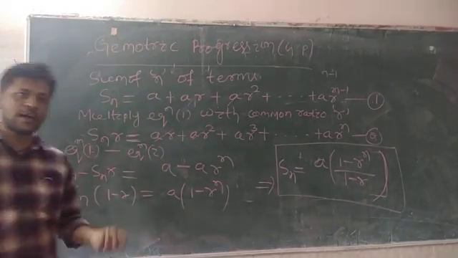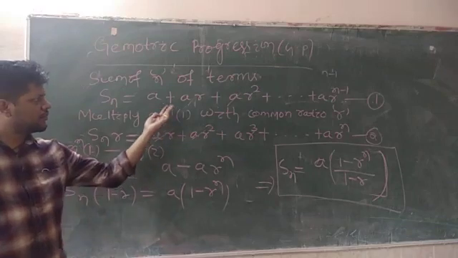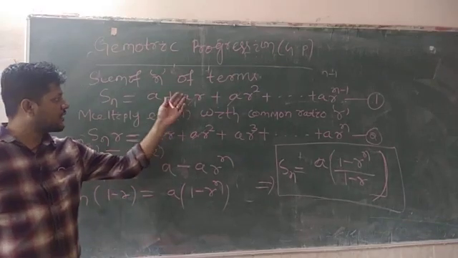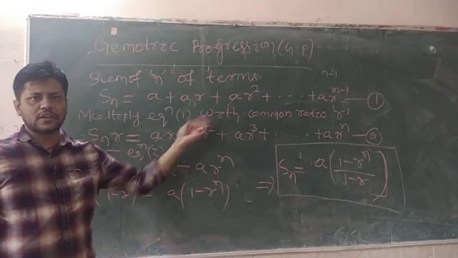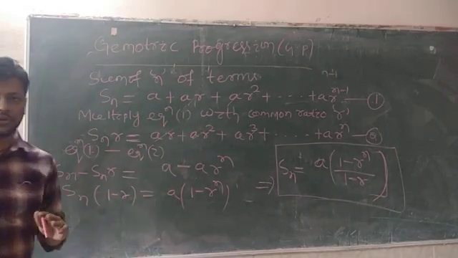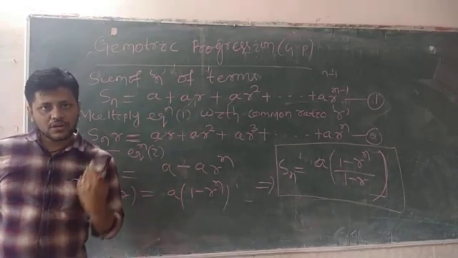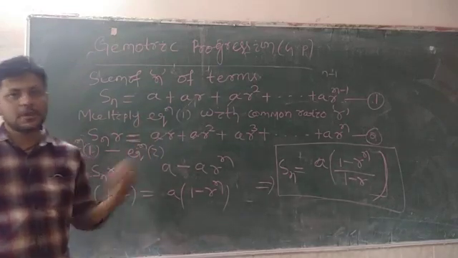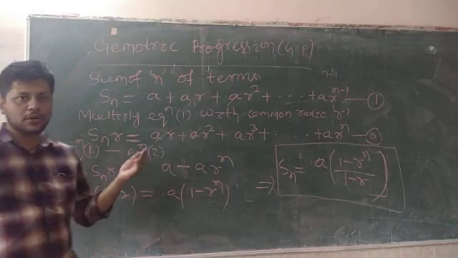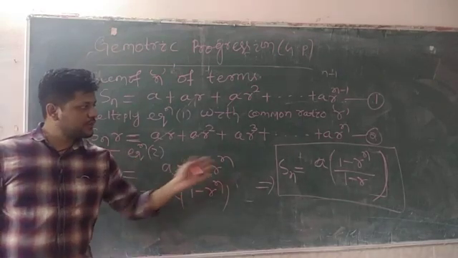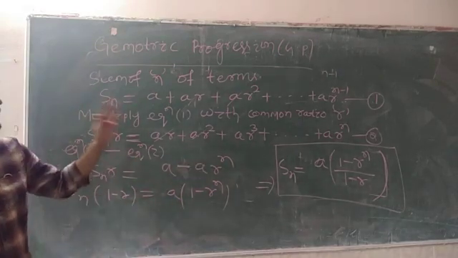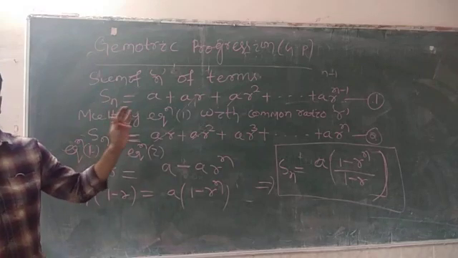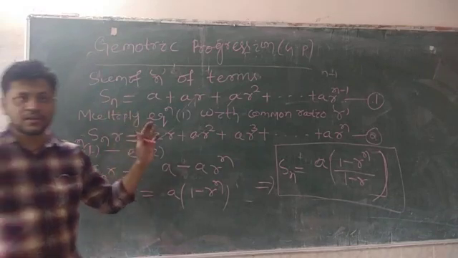And in a series, how to find the common ratio? Here it is visible that ar by a cancels out a, that is r. So how to find the common ratio? We have to divide the succeeding term by the previous term. That's how we get the common ratio. So this formula is very important. This is for the sum of n terms in GP.